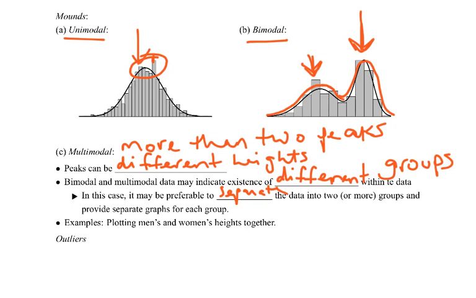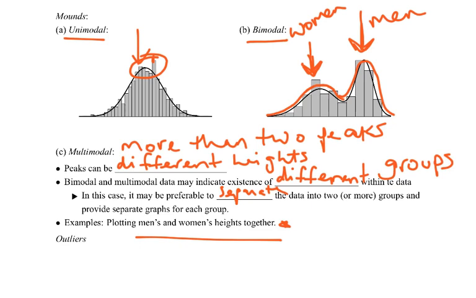For example, plotting men's and women's heights. That might have been what this picture was up here. We might have had a situation where we were looking at heights for both men and women. Traditionally women would be shorter than men, so this might have indicated the presence of one group, maybe women, and this might have indicated the presence of another group, maybe men. A lot of times when that happens, we'll separate them into two different graphs just to make it easier to read what's going on.